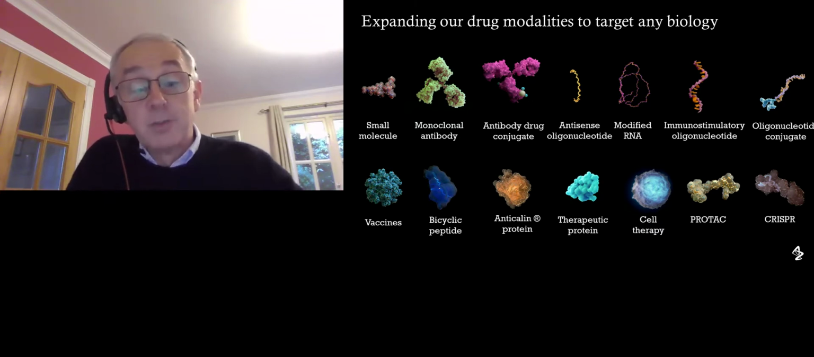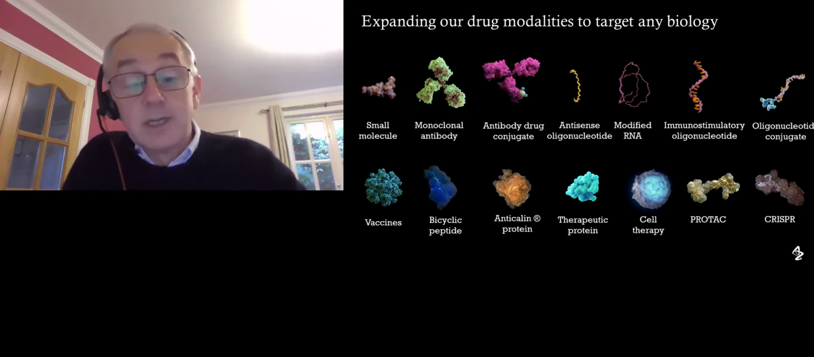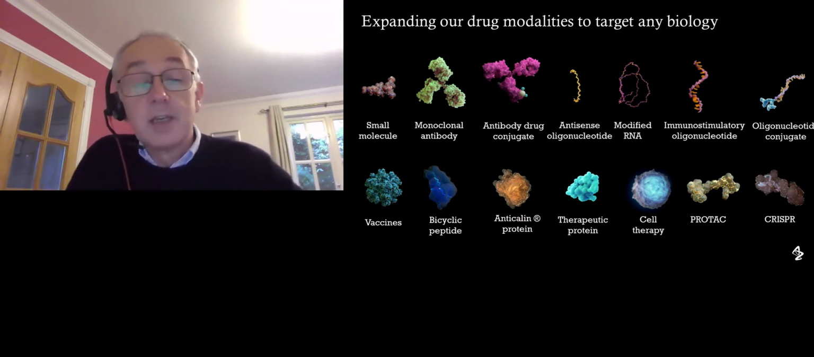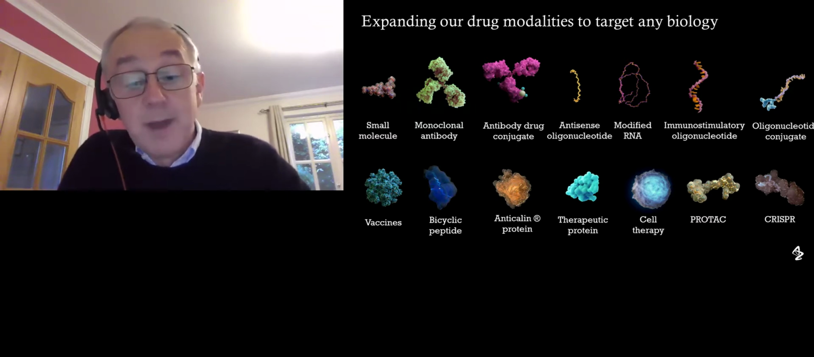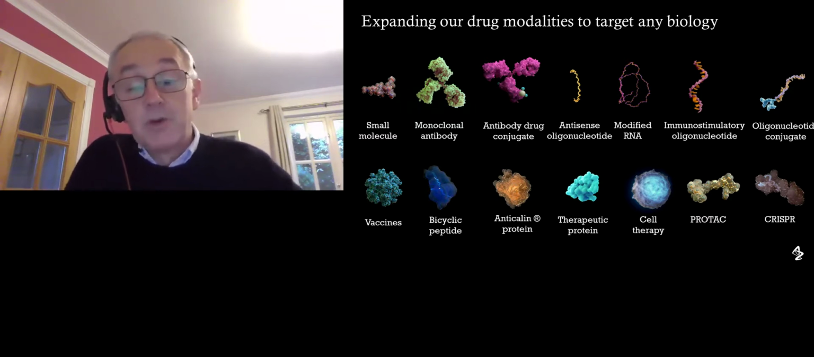Everything from the traditional small molecules and monoclonal antibodies into agents like PROTACs, which lead to the degradation of a target of interest, through a variety of oligonucleotide therapies, antisenses, modified RNAs, messenger RNAs, oligonucleotide conjugates, vaccines, of course, a variety of different protein and peptide therapeutics, all the way through to cell therapy and CRISPR.